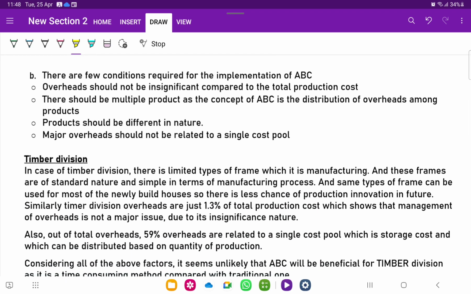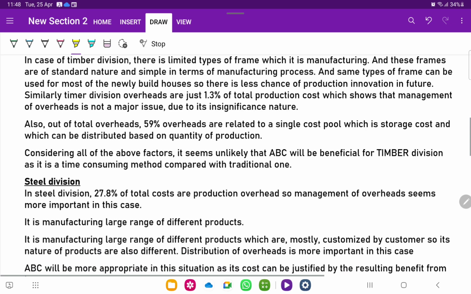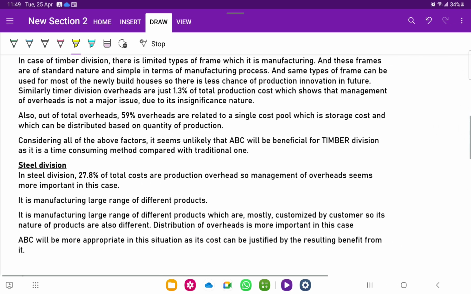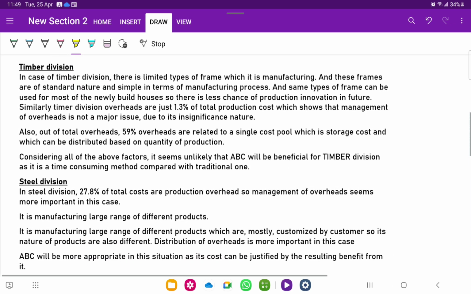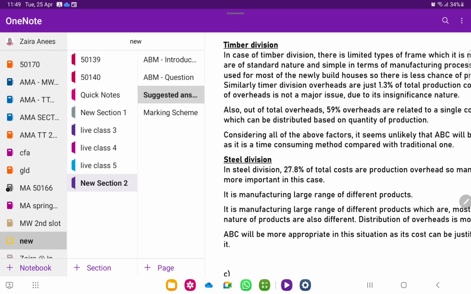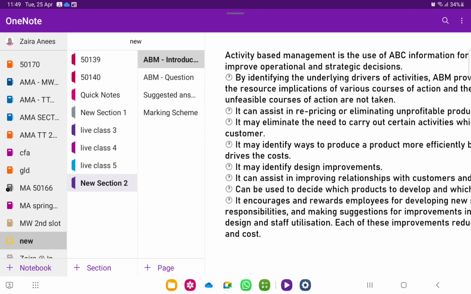Okay, so the next thing which we discussed is how activity based costing can be used. So there are few conditions required for the implementation of ABC. This is not B, this is A part 2, right? We wrote those conditions, right? What are these conditions? And then we wrote if company, the timber or steel division, is actually fulfilling those conditions or not. You may read this part.